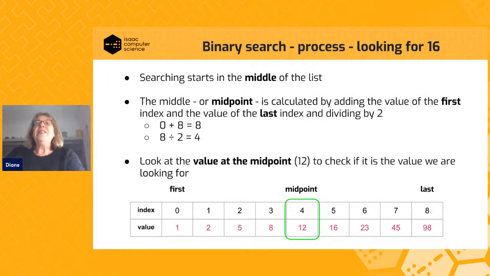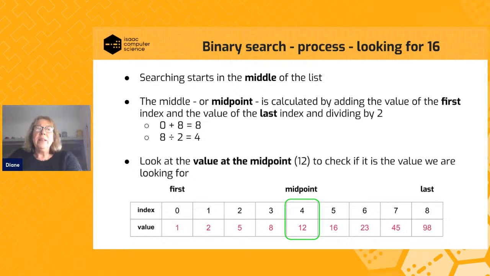Searching starts in the middle of the list, and we refer to the middle of the list as the midpoint. This is a term I'm going to use during the explanation. The other really important terms that we need to follow are the first and the last positions of the list. At the outset, the index of the first position is 0, and the index of the last position is 8.